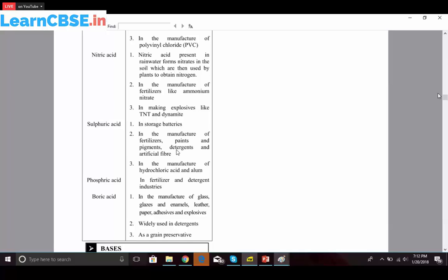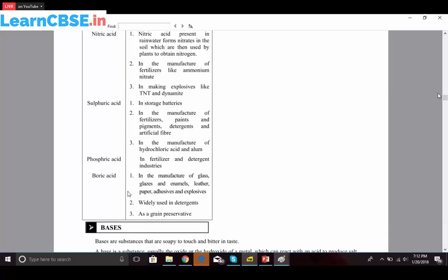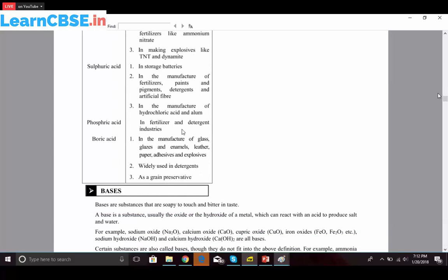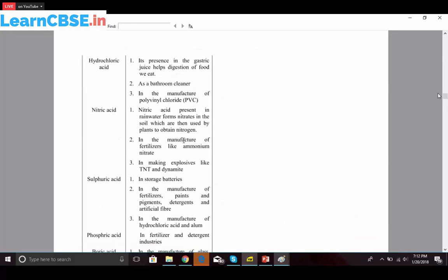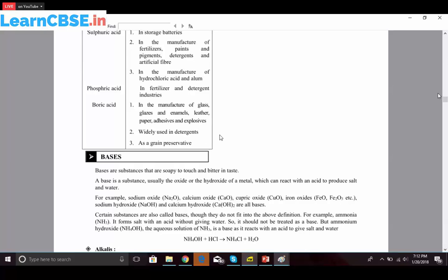Sulfuric acid is used in storage batteries, and in the manufacture of fertilizers, paints, pigments, detergents, and artificial fiber, and also in the manufacture of hydrochloric acid and alum. Phosphoric acid is used in fertilizer and detergent industries. Boric acid is used in the manufacture of glass, glazes, enamels, adhesives, and explosives. It is also widely used in detergents, and as a grain preservative.